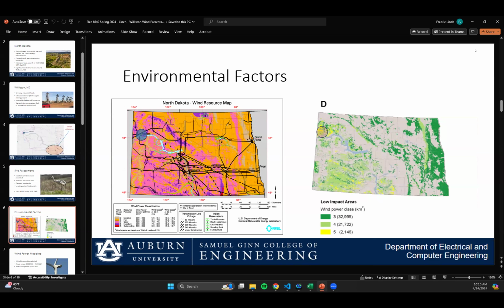All right, so these are two different graphics from two different studies. The one on the left is just a wind resource map of North Dakota, and you can see that around Williston, there's a lot of pink and purple, which shows a class 5 wind power. And then on the right, everything colored shows areas where there's a 3 or 4 or 5 wind power class, and everything that's colored and not gray is an area where construction would have a low environmental impact on the wildlife, basically.